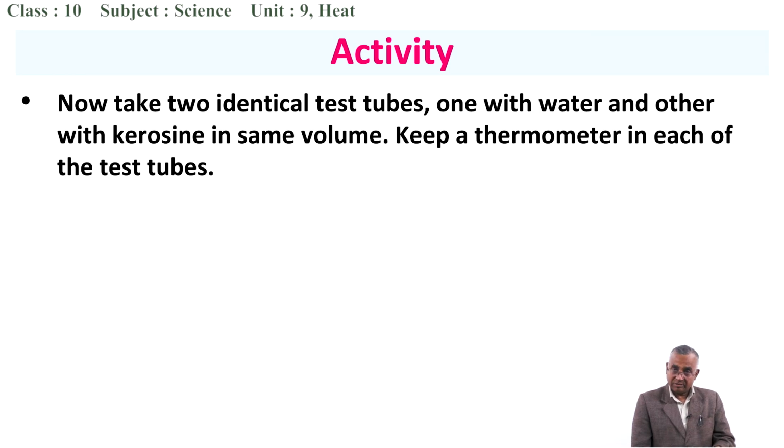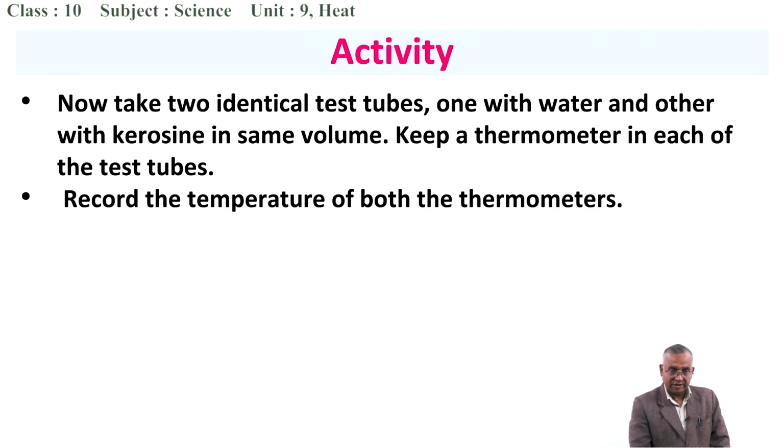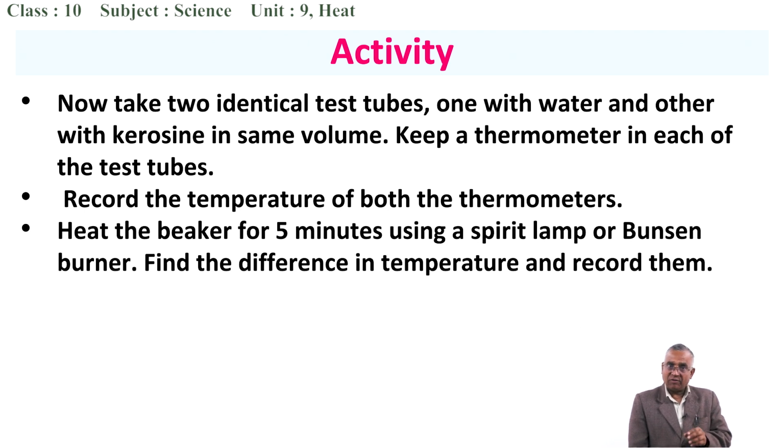Okay. Now take two identical test tubes. In the second part we did one with water and the other with kerosene, but in fact we used alcohol, in the same volume. I measured them. Keep a thermometer in each of the test tubes as before. Record the temperature of both thermometers. We found both 25 degrees Celsius because that is the room temperature. Heat the beaker for 5 minutes using a spirit lamp or Bunsen burner. Find the difference in temperature and record it. And what did you find? Water absorbed more heat, but alcohol absorbed less heat.